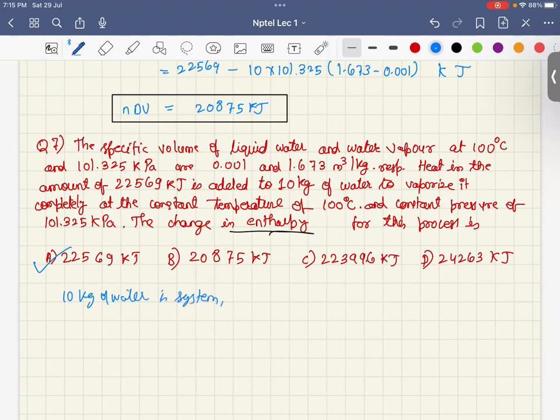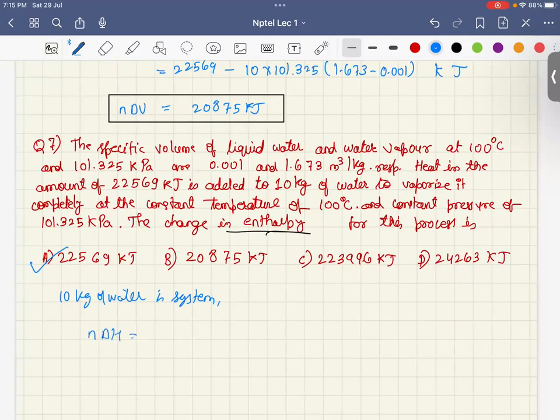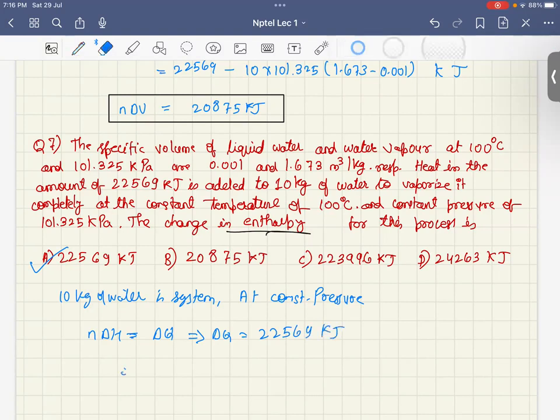And we know n into delta H is nothing but, at constant temperature and constant pressure, the heat added is nothing but the change in enthalpy. This is nothing but delta Q. And we are already told that delta Q is 22569 kilojoule. Therefore, the change in enthalpy is also going to remain as 22569 kilojoule.